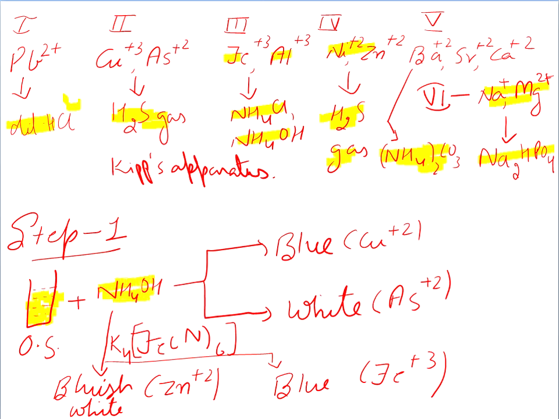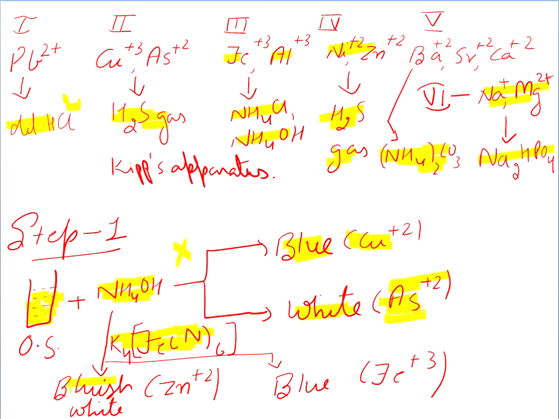Okay, ammonium hydroxide, there are two conditions there. If you observe blue color, listen carefully, if you observe blue color, your copper will be confirmed. Okay, and if you observe white color, then your arsenic is confirmed. Clear, guys? If both of these don't happen, in that same test tube you have to add potassium ferrocyanide solution, and there will be another two possibilities.